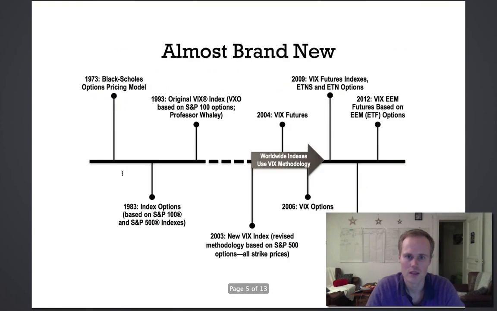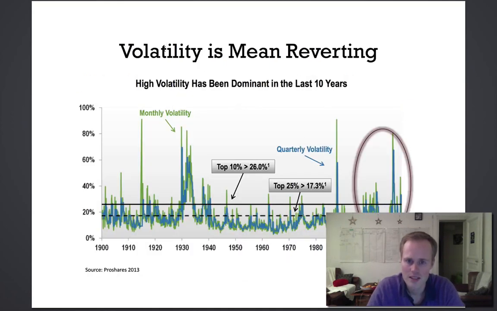So these products are almost brand new. The Black-Scholes model was in 1973. In 2009 is where I'm going to focus: 2009 is where the VIX futures indices, ETNs, and ETN options started trading. And in 2012, VIX futures based on ETF options. And the products which I like to trade were created in 2011, which is only 2 years ago, almost 3.